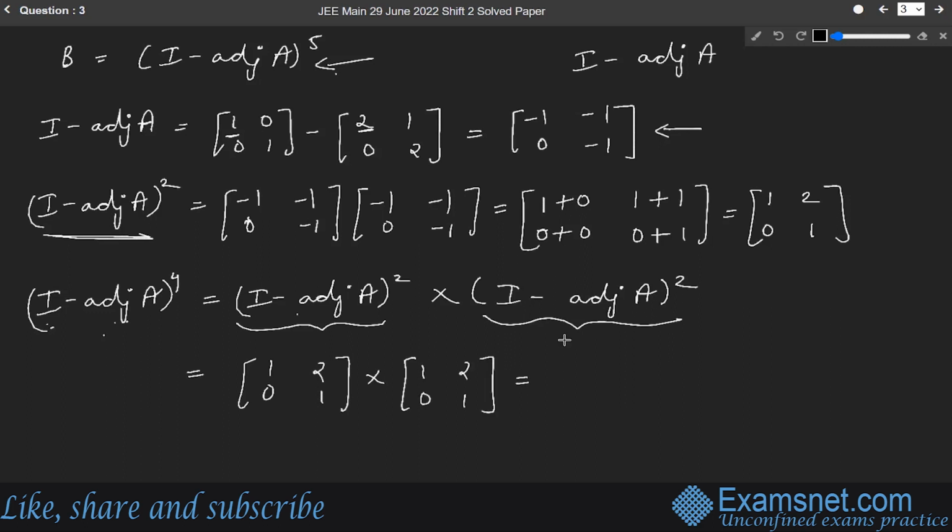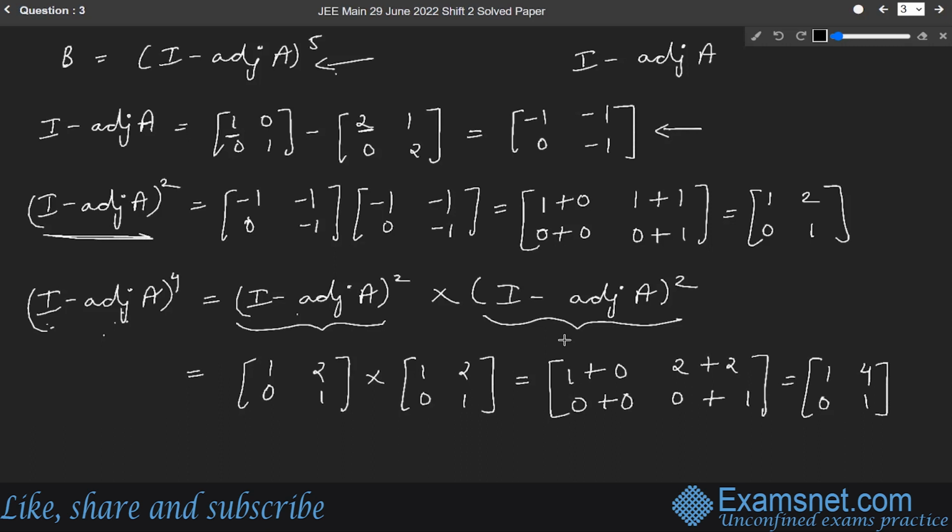Now performing the same method, that is multiplying first row with first column, then first row with second column, and similarly second row with first column and second row with second column. So its product will be 1 into 1 is 1, 2 into 0 is 0, then 1 into 2 is 2, 1 into 2 is again 2, right? Then 0 into 1 is 0, 1 into 0 is 0, 0 into 2 is 0, and 1 into 1 is 1. So its value will be 1 plus 0 is 1, 2 plus 2 is 4, 0 plus 0 is 0, and 0 plus 1 is 1. So value of I minus adjoint of A to the power 4 is 1, 4, 0 and 1, right?